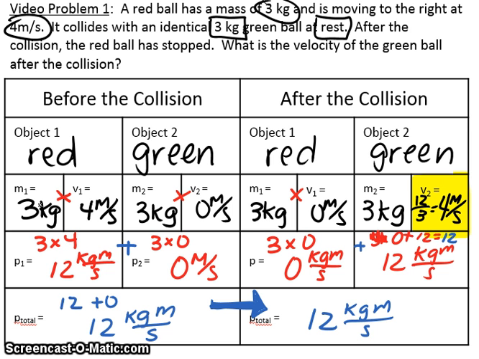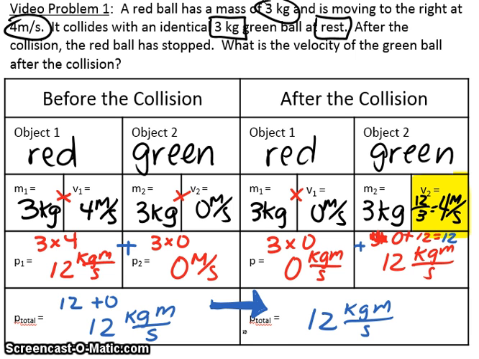We know the before, 3 times 4 is 12, and 3 times 0 is 0. We add those together to get 12. We carry the 12 over. And then we have, after the collision, 3 times 0 is 0, because it says that the red ball stops. So the red ball has no momentum. If we check our work to make sure that we were right, we have 3 times 4 is 12, and then 0 plus 12 gives me 12. And the totals are the same, which is what we need to have.